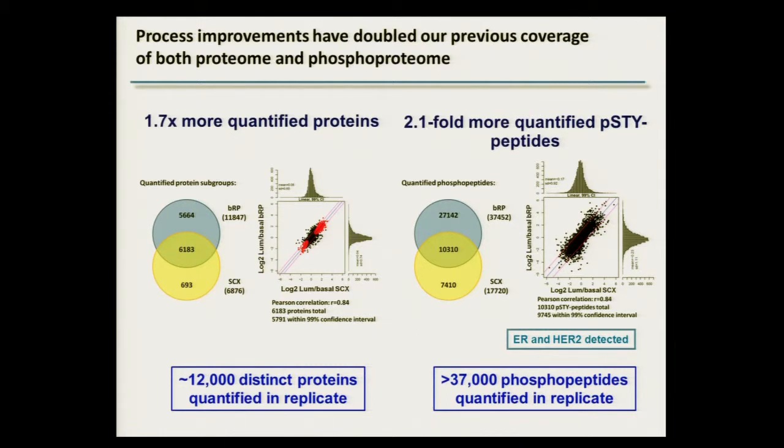Right. In this breast cancer analysis, we were able to also detect, for example, really low abundant transcription factors like the estrogen receptor, which was not possible 1.5 years ago, for example, in those discovery-based mass spectrometry experiments.